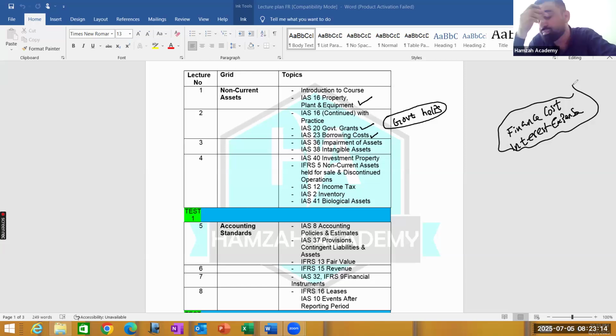That's the new thing. So when the interest cost will be capitalized, at what value it will be capitalized, when we will start the capitalization, and when we will end the capitalization of the finance cost, that area, that issue, we will be covering in IAS 23, the borrowing cost.